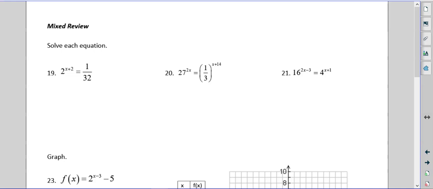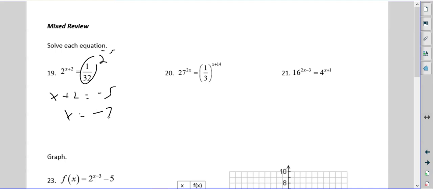Review here. We're going to rewrite this as an expression of 2 to what power? So remember, 2 to the 5th power would be 32. So to get on the bottom, we make it -5. So this is 2 to the -5th power. In that case, we have the same base, so x plus 2 equals -5, x equals -7. All right?